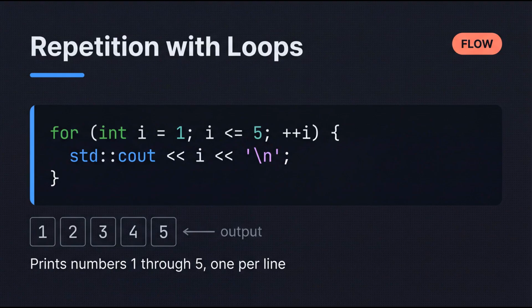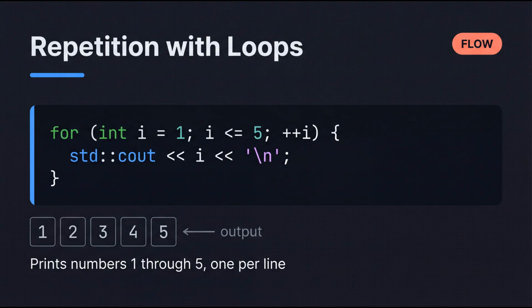Let's get started. The if statement lets your program make decisions. The structure is simple. If, a condition in parentheses, then a block of code that runs when the condition is true. You can add an else block for what happens when it's false. In this example, if temperature is greater than 30, we print hot. Otherwise, we print not hot.